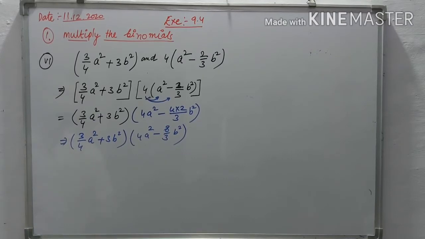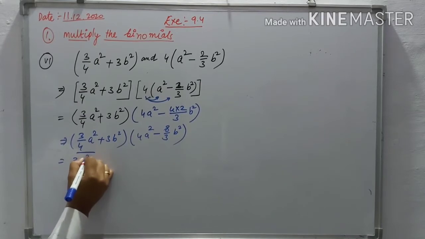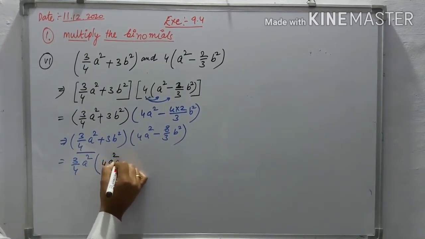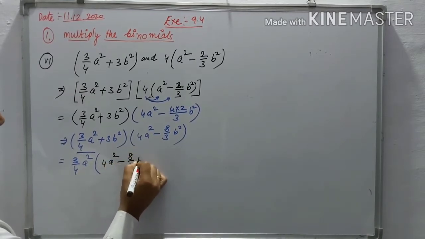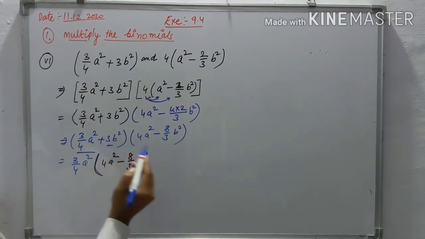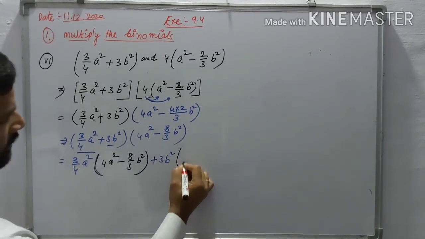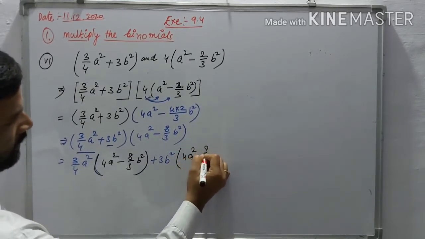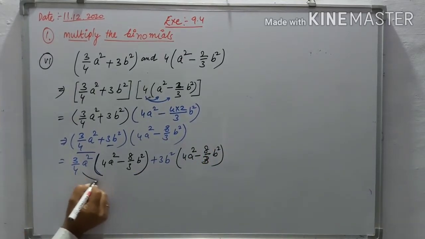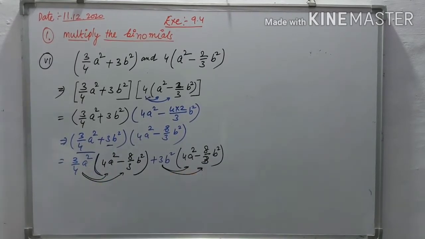Here, as in the previous question, the first term is 3 upon 4 a square in the bracket, the second value is 4 a square minus 8 upon 3b square, and again the second term plus 3b square in the bracket, second term 8 upon 3b square. And first you multiply, then second multiply, first multiply, second multiply.